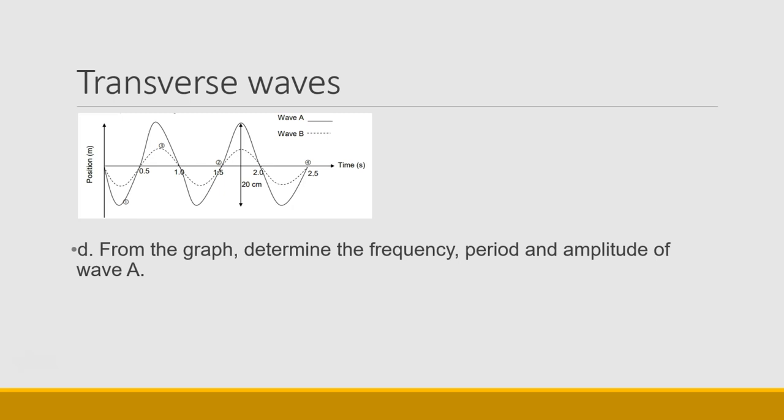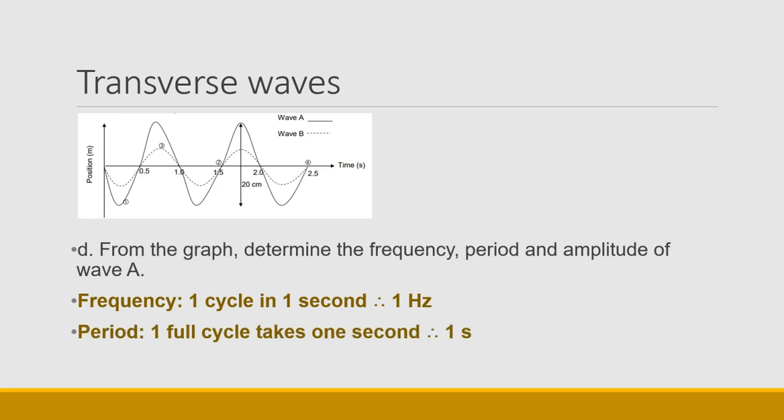We always want to convert back to the meter. So the frequency is 1 hertz because we can see on the graph that in 1 second, 1 cycle fitted in there. The period was 1 second because we could see on the graph that 1 full cycle took 1 second. The amplitude of the wave is 20 divided by 2, which is 10 centimeters, which is 0.1 meters, or 10 times 10 to the minus 2 meters.